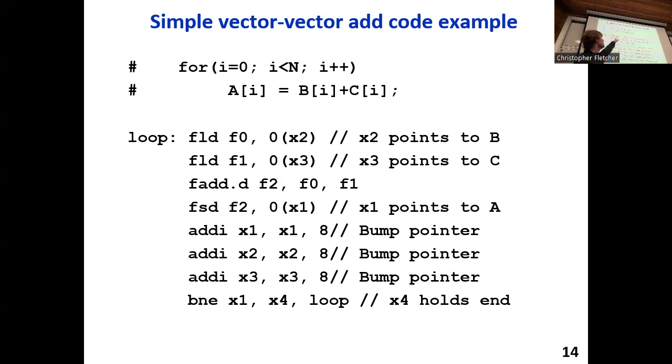So this is your standard vector-vector add in a loop. You walk through arrays B and C index by index, and you write to a corresponding address, an offset from A. Everything is in parallel, and you're doing the same operation in each iteration.